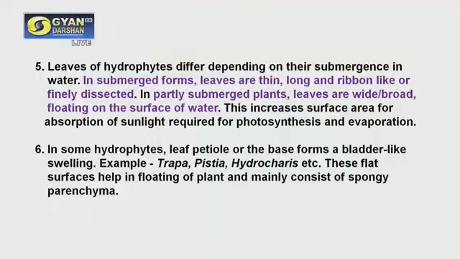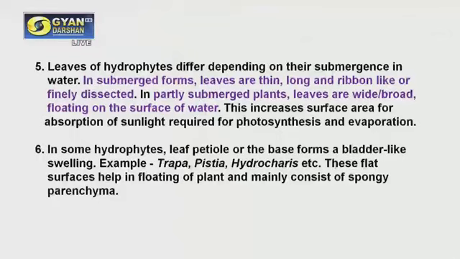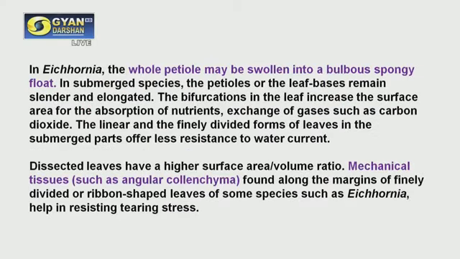Leaf petiole or the leaf base also forms a bladder-like swelling, particularly for those which have the floating leaves. They have a long petiole and a bladder-like swelling consisting of the spongy parenchyma. So these help in the floating of the plant and mainly consist of spongy parenchyma. In Eichhornia, like water hyacinth, the whole petiole may be swollen into a bulbous spongy float. In submerged species, the petioles or the leaf bases remain slender and elongated.